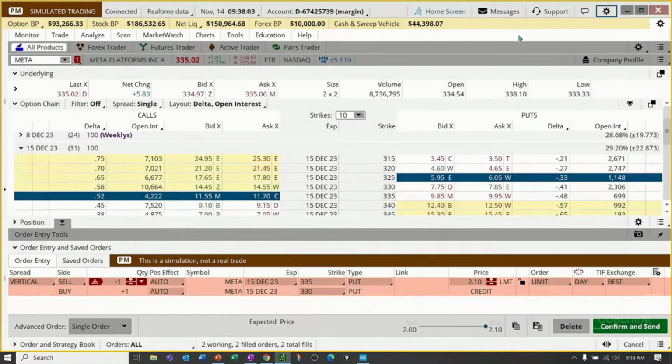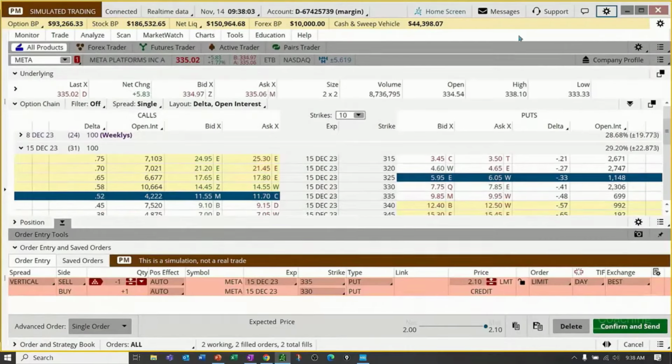So let's go down to the 335. Excuse me, from 335 to 325. 325 strike, bid 6, ask 6.05. Okay. Now, we're going to buy the put below that. Okay? So there it is. Selling the 325, buying the 320.